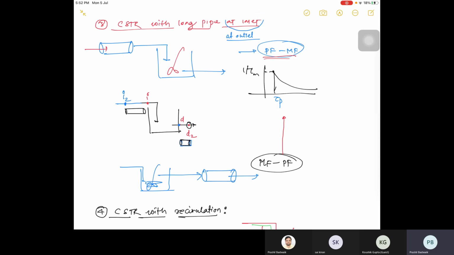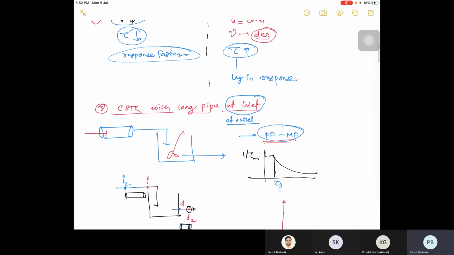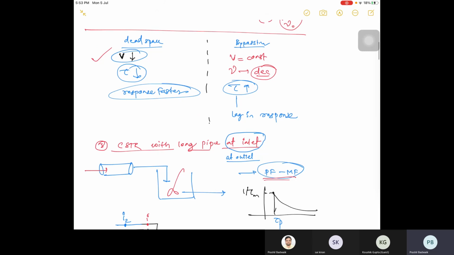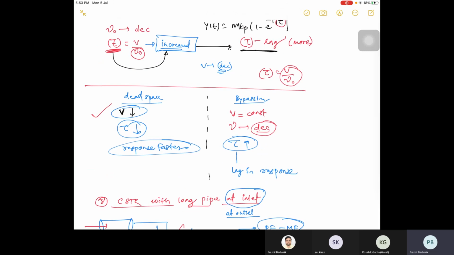Okay, so I'll quickly recap what we studied in yesterday's class and then I'll start the session of the day. In yesterday's class, we started with non-idealities in your reactors, right? And we modeled that non-ideality in terms of mathematics. After that we drew the RTD of that reactor, right? We covered some points such as dead space and bypassing.